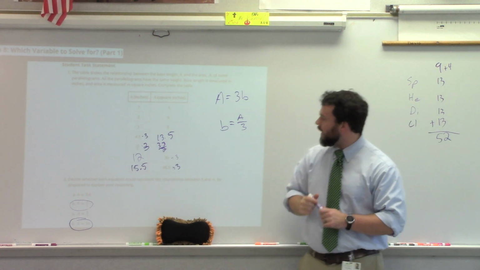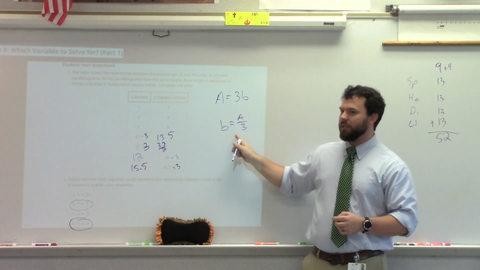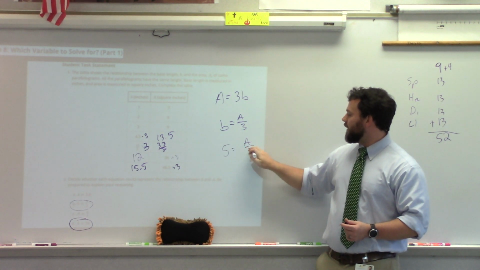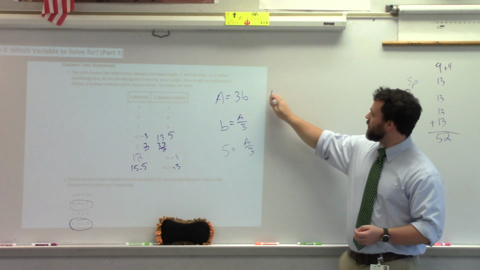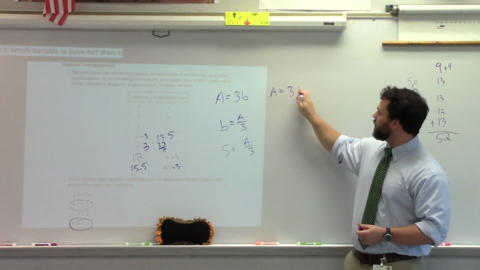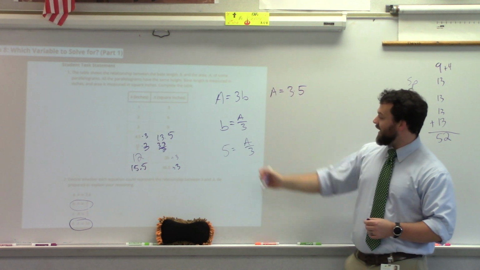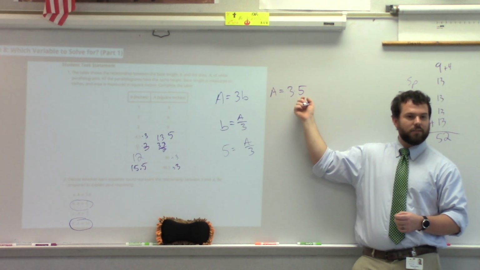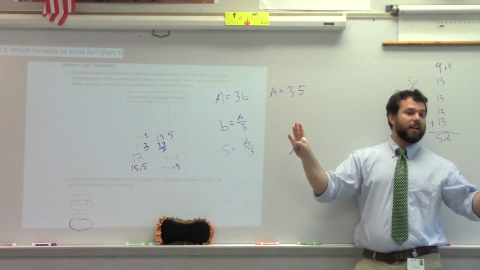D as in A equals 3B? The second one here? So let's say my base is 5 and I want the area versus this one. Which one would be easier to work with? No, second. That's easier than this one? What's 3 times 5? 15. Do I need to even do anything else?